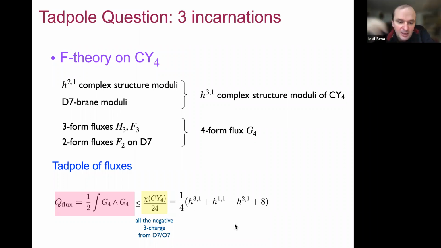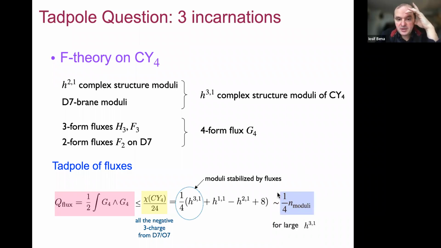This is before putting anti-branes, before putting KKLT, before stabilizing Kähler moduli. Long before that, there's a problem. If this number is bigger than 1/4, then there's a problem, and you'll never be able to stabilize all the complex structure moduli. And for large h^{3,1}, this number is, again, as I said, a quarter of the number of moduli which is stabilized.